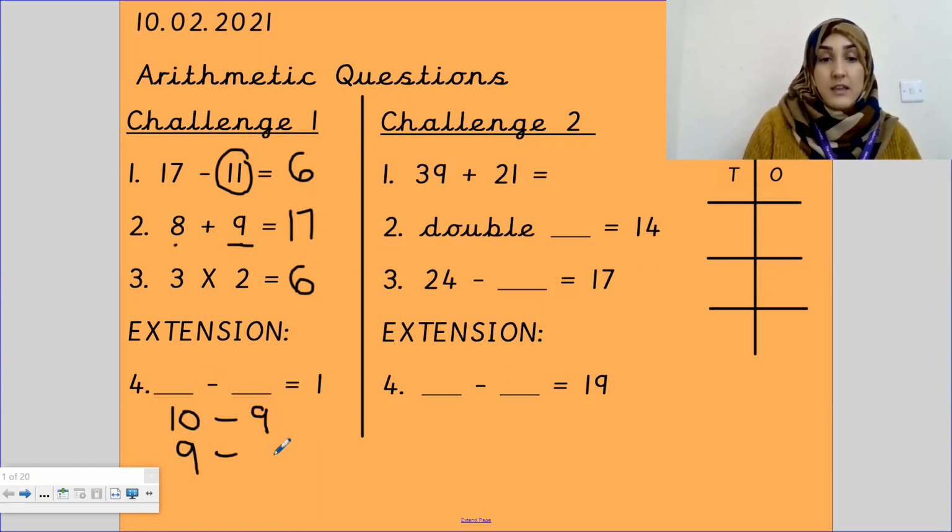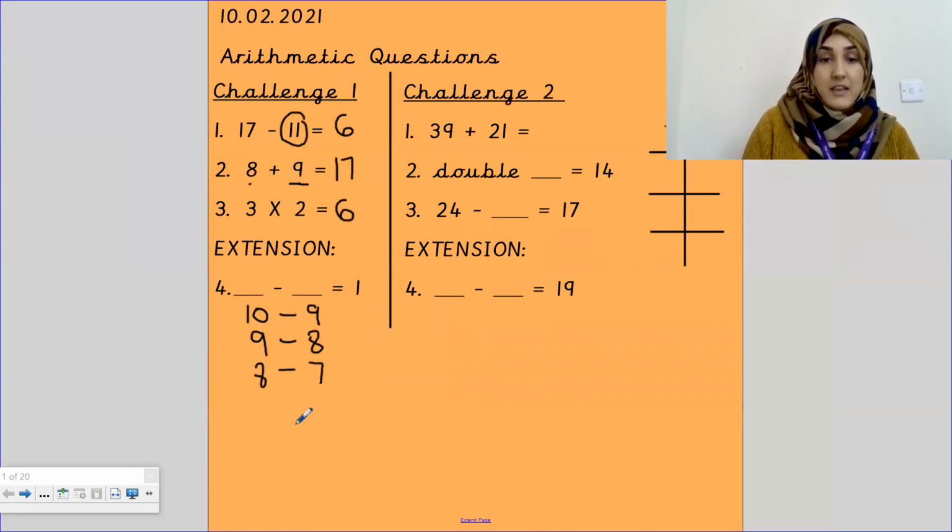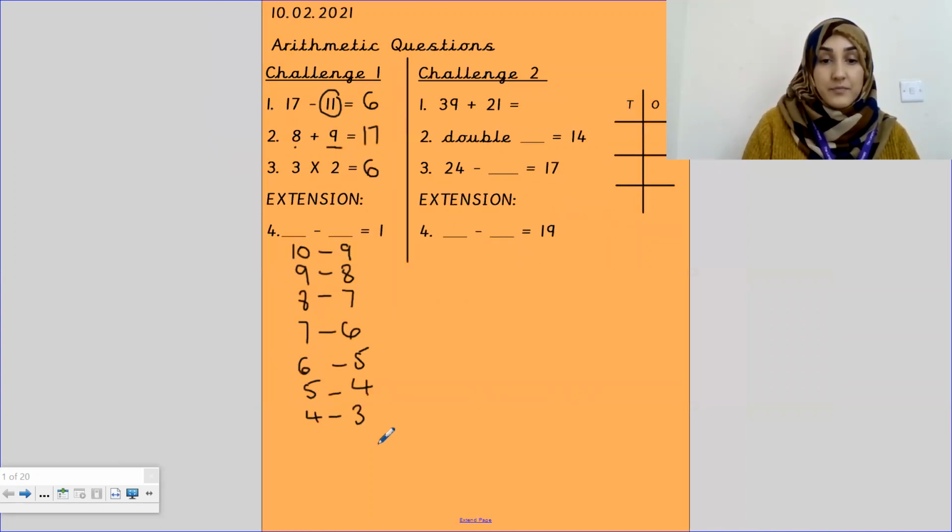9 take away 8 equals 1. 8 take away 7 equals 1. Well done. You are really getting the hang of this. 7 take away 6 equals 1. 6 take away 5 equals 1. 5 take away 4 equals 1. 4 take away 3 equals 1. 3 take away 2 equals 1. 2 take away 1 equals 1.